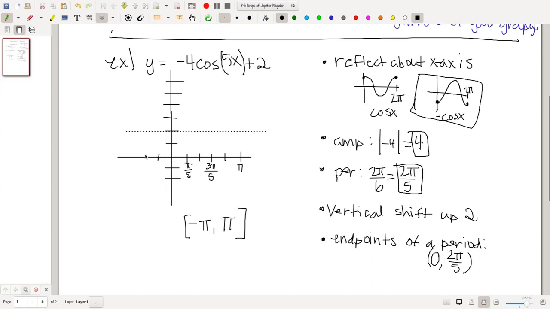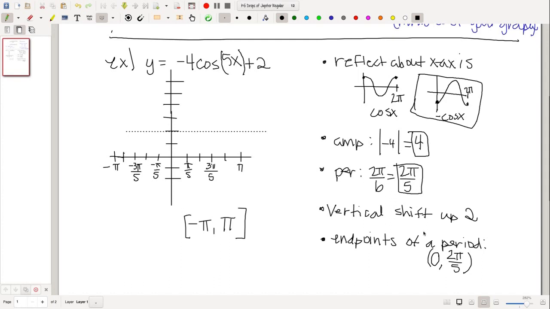Okay, so let's do the same thing going backwards. 2, 3, 4, 5. Okay, so this would be -pi, -3 pi/5, and -pi/5. Okay, so we know that one period starts at 0 because there was no phase shift, and it's going to end at 2 pi/5.